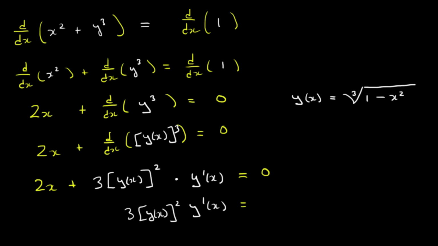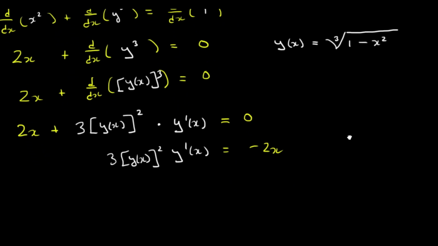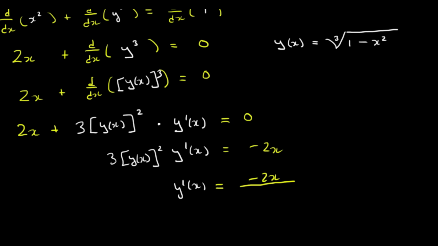So first step, we'll subtract 2x from both sides of this equation, and then it's probably pretty obvious what we need to do. We need to divide both sides of this equation by 3 times y of x squared. And that will leave us with y prime of x equal to minus 2x all over 3 times y of x squared. And there's our derivative, and of course that matches pretty much exactly what we had before.